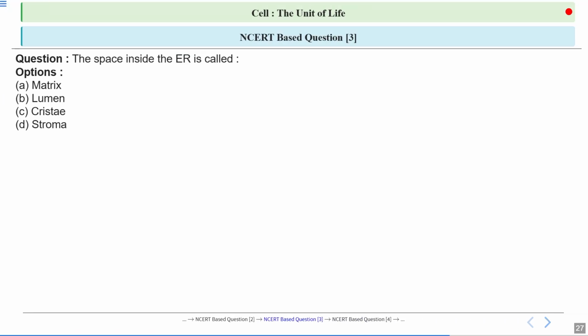Next question, the space inside the ER is called? Options: matrix, lumen, cristae, or stroma. What will be the correct answer?